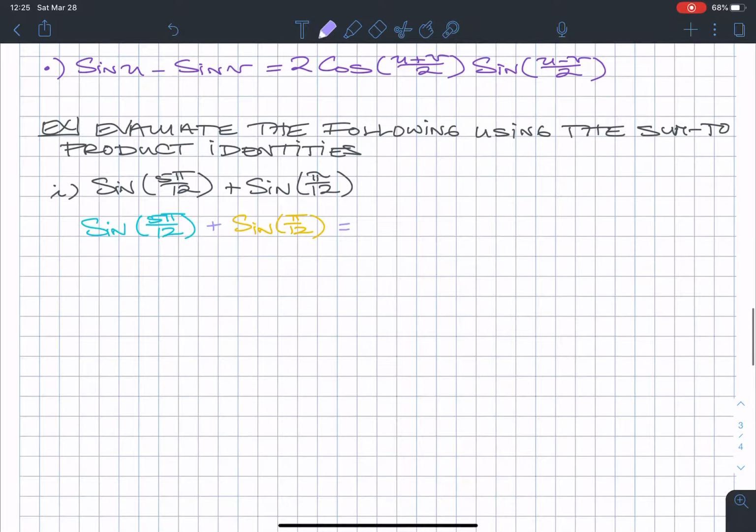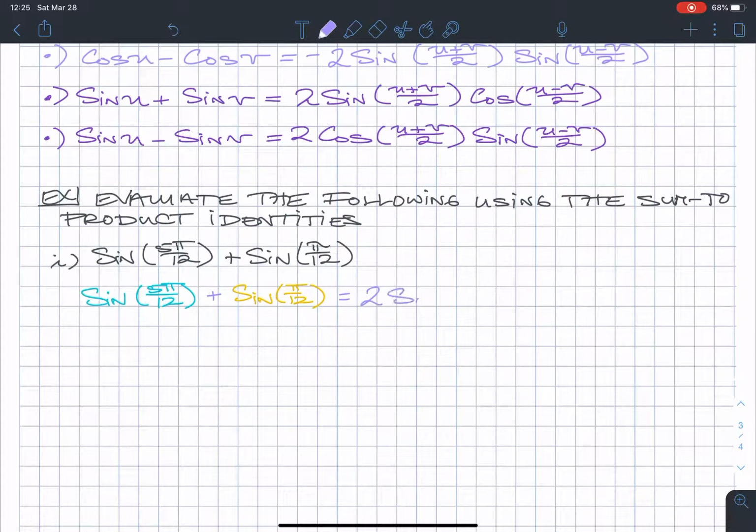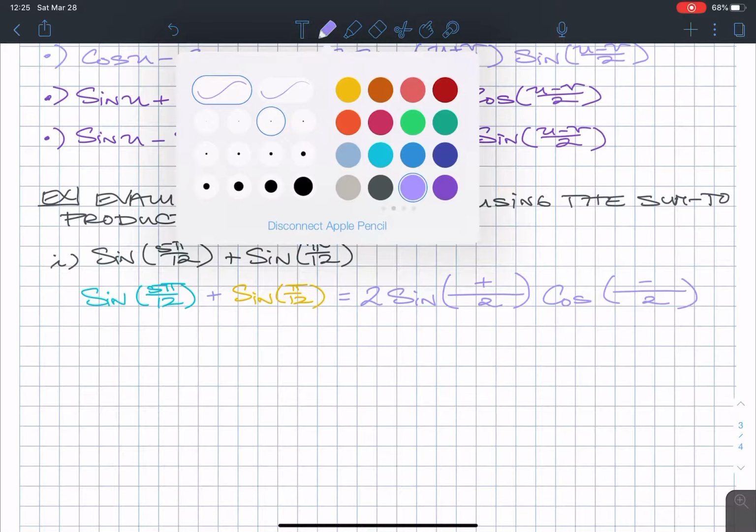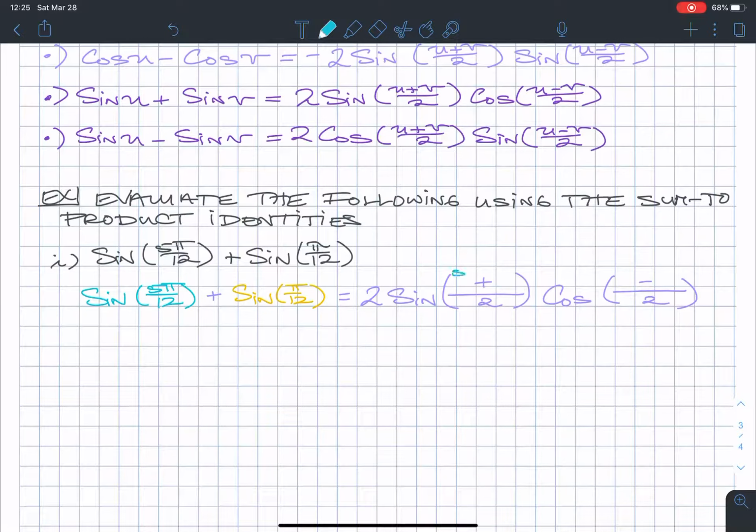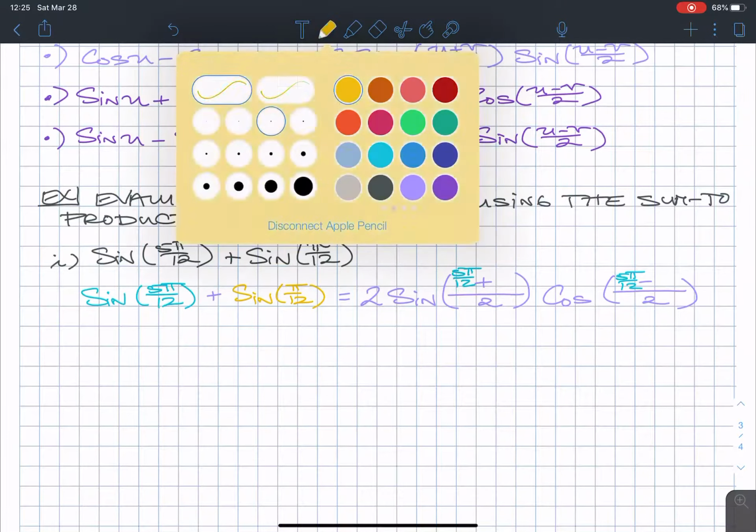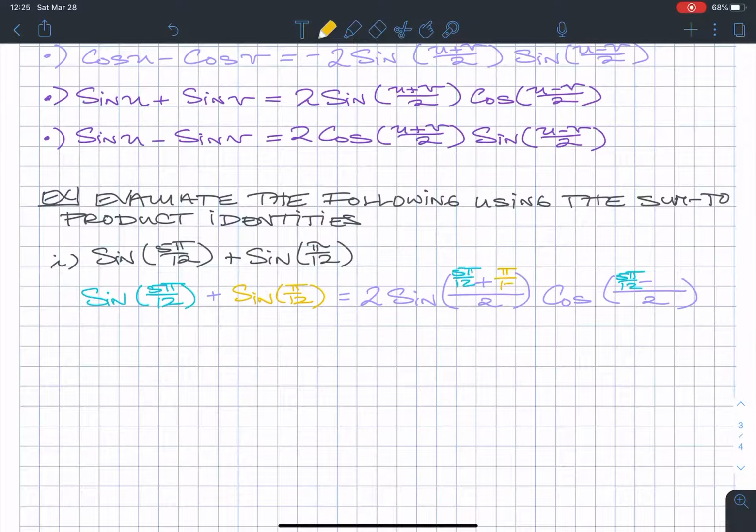So I claim that that will be 2 times sine of the first argument plus the second argument all over 2, times cosine of the first argument minus the second argument all over 2, where the first argument is 5 pi over 12, and the second argument is pi over 12. Okay, so what does this give us?